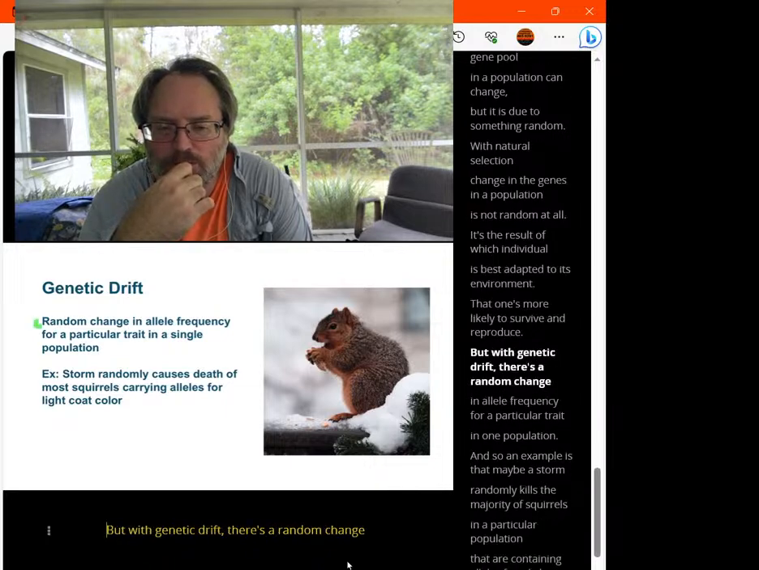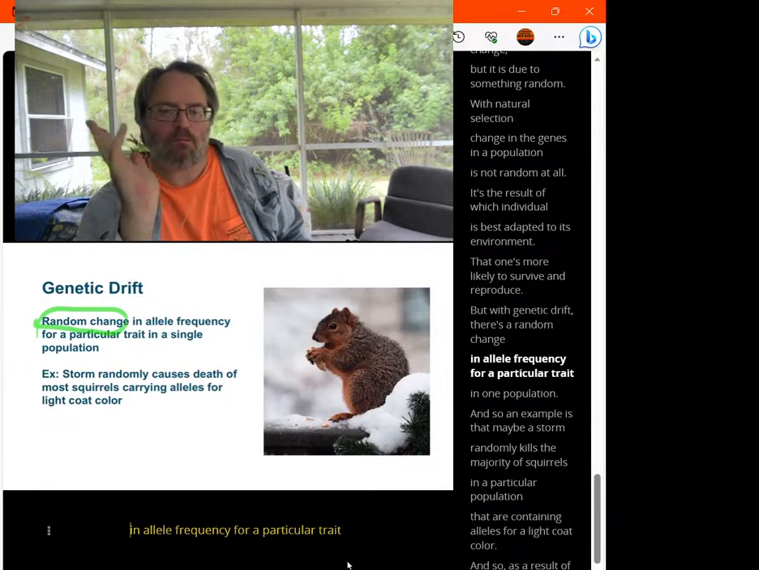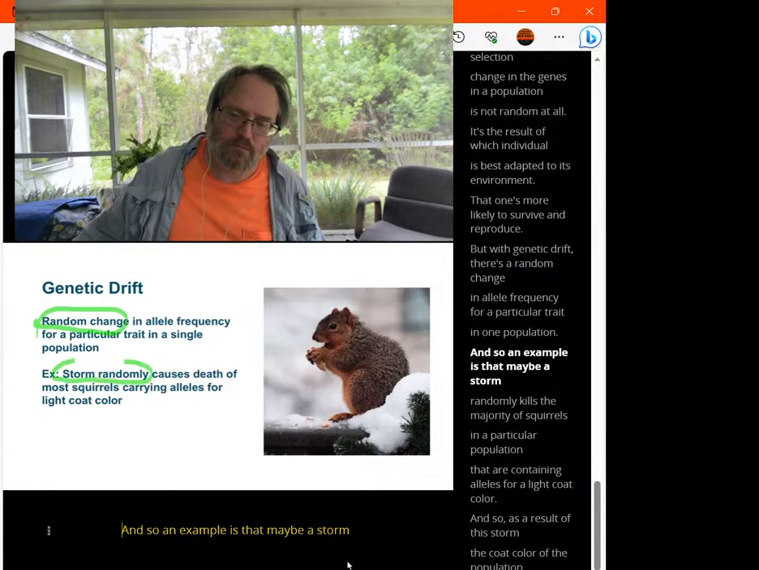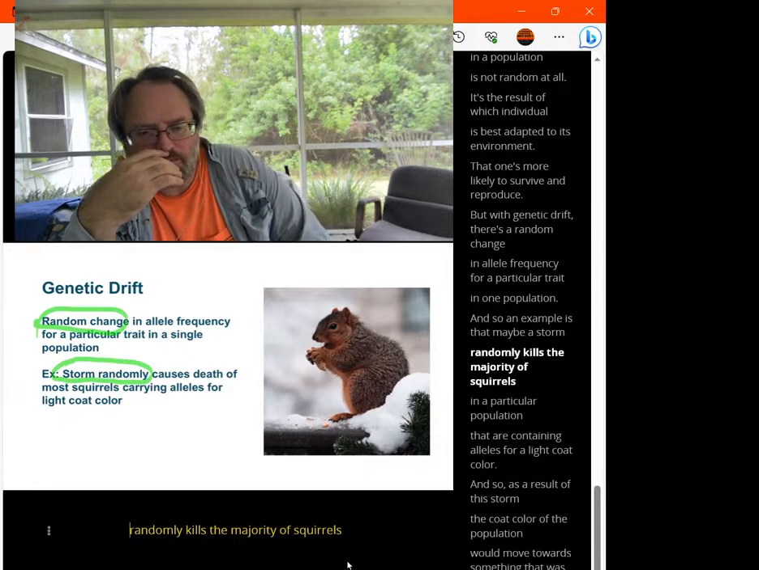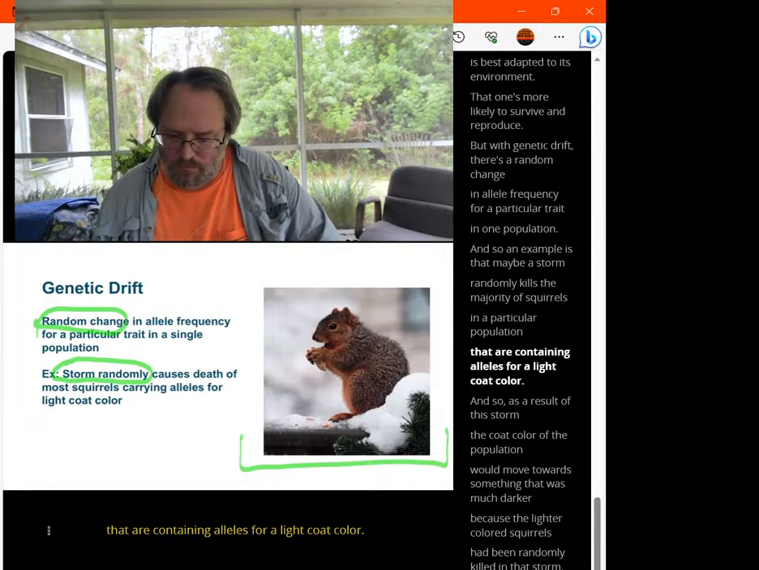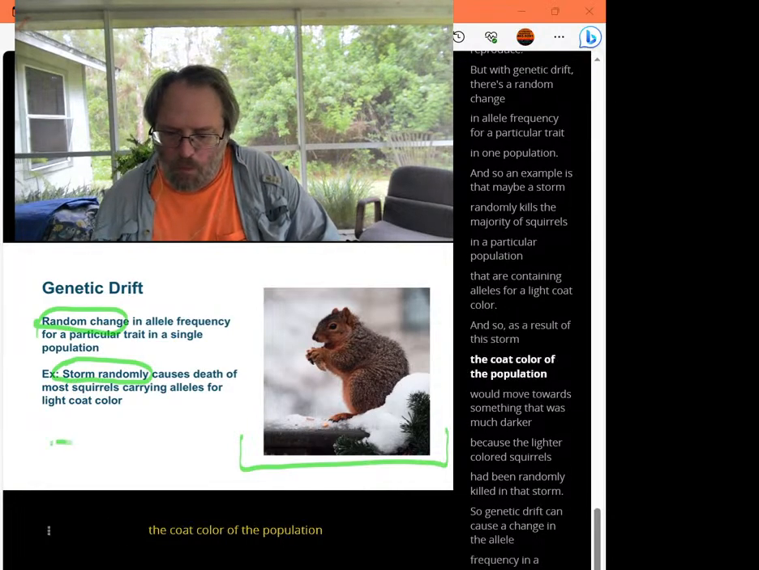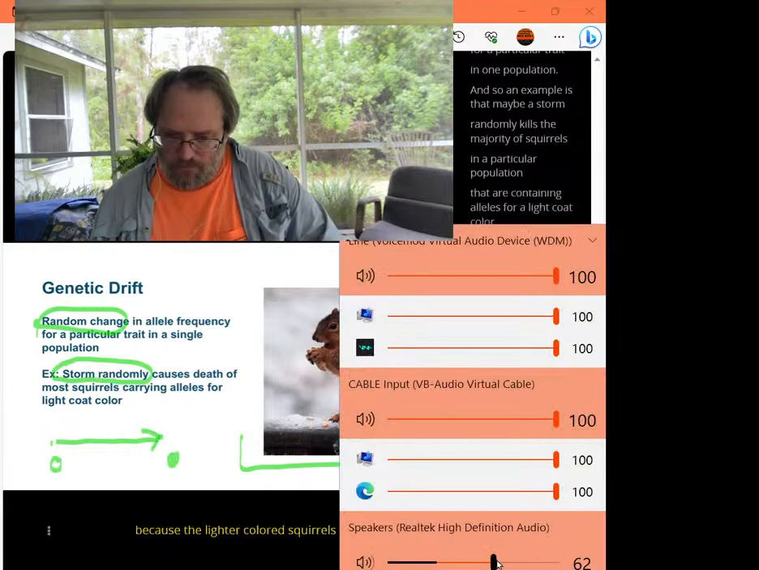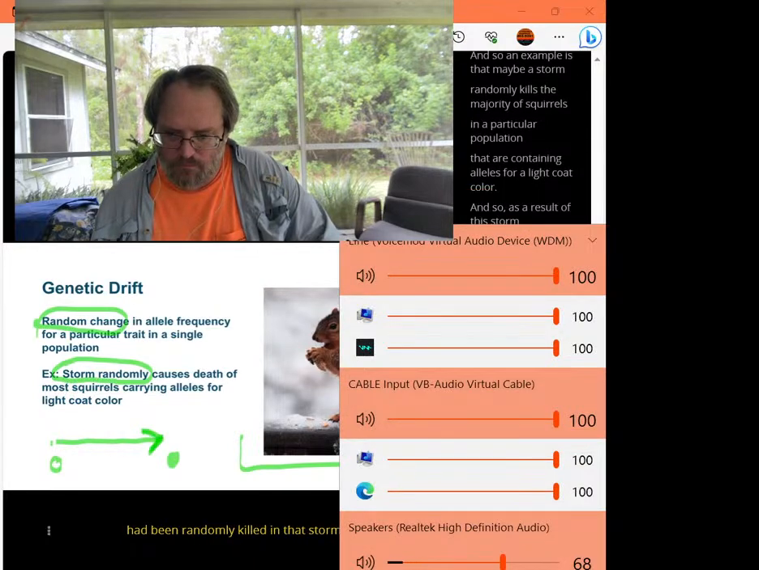But with genetic drift, there's a random change in allele frequency for a particular trait in one population. And so an example is that maybe a storm randomly kills the majority of squirrels in a particular population that are containing alleles for a light coat color. And so as a result of this storm, the coat color of the population would move towards something that was much darker because the lighter colored squirrels had been randomly killed in that storm.